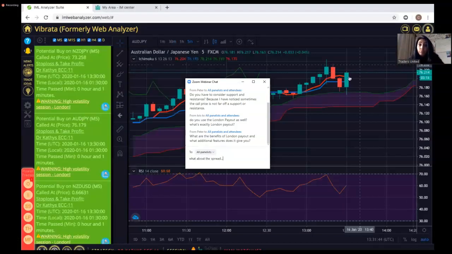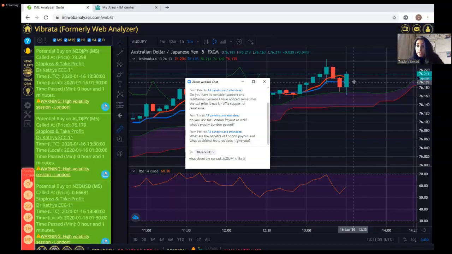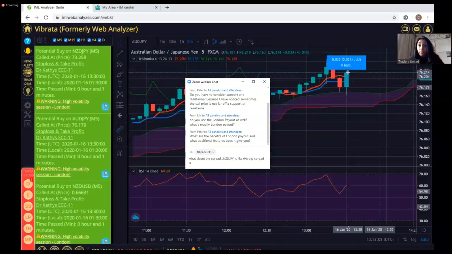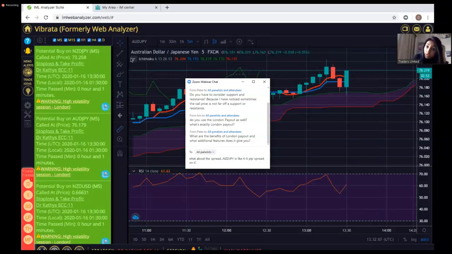Again, look at that. It's shooting right past AUD yen. Let's have a look at where the called up price was, 76179, which was over here. Yep, 3 pips gone. So I would say go in 3 pips on an M5 chart. That is Dr. Kathy Kirkland's rule.